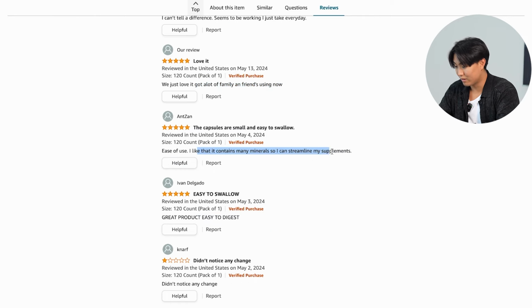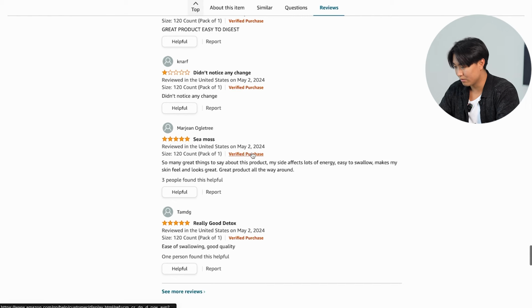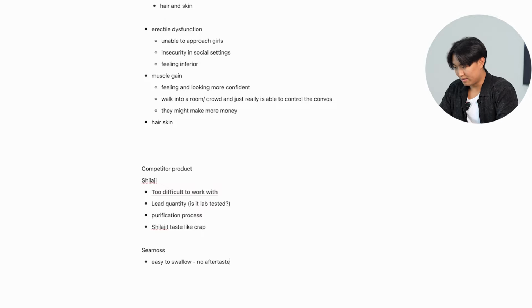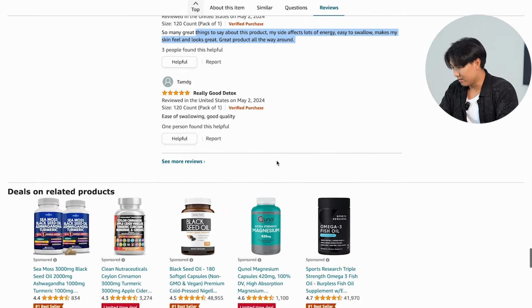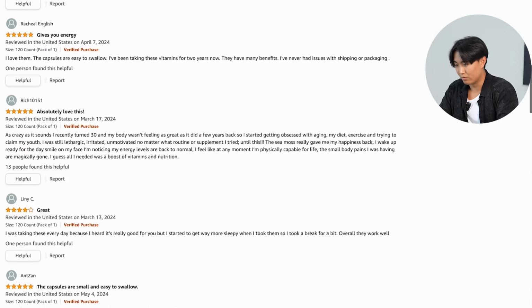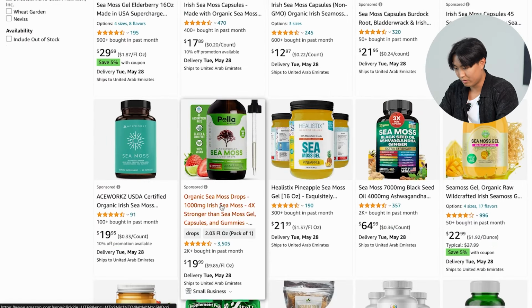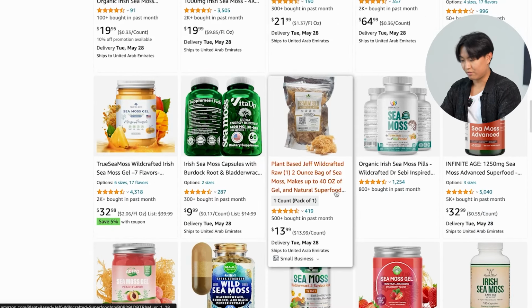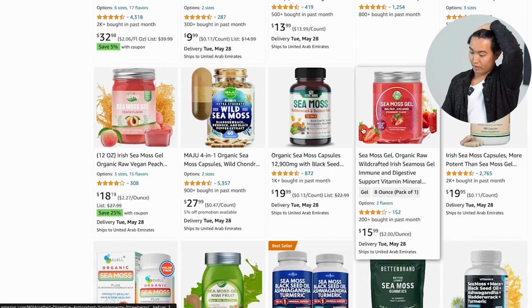A lot of family and friends are on it. It contains many minerals. Okay, great, didn't notice any change. Side effects, lots of energy, easy to swallow. So basically people like when CMOS is easy to swallow, no aftertaste, great for detoxing. So basically this is like a pretty positive product overall. I can't really find anyone with really awful reviews because most of these are 4.5 stars, right? Yeah, so CMOS in terms of reception is actually pretty good.